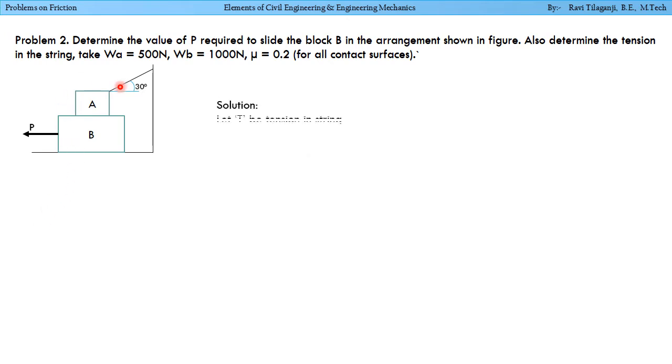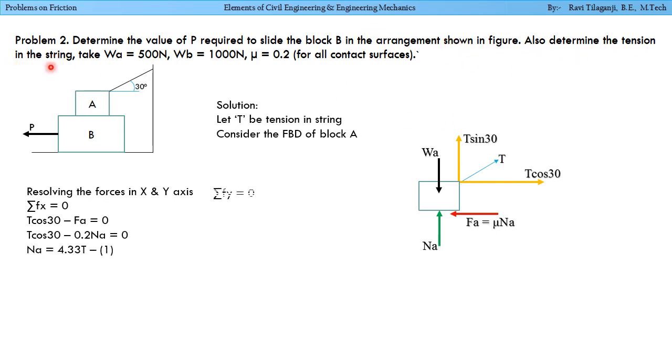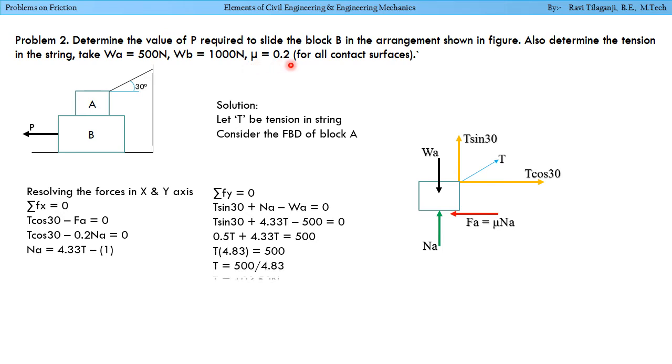So using that equation we are able to see that mu equals 0.3. Next question, determine the value of P required to slide the block B in the arrangement shown in figure. Also determine the tension in the string. Take WA equals 500 Newton, WB equals 1000 Newton, mu equals 0.2 for all contact surfaces.